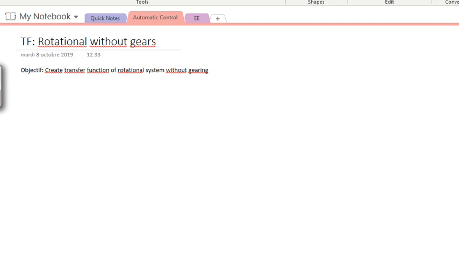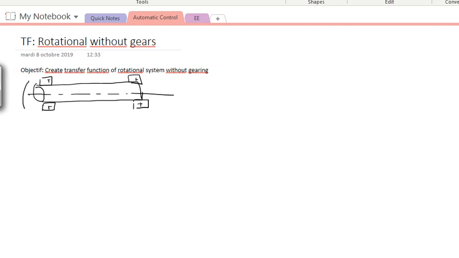Let's imagine that we have a pretty long shaft, mounted on two bearings on each of their sides. So here are the bearings, and in the middle is the shaft that is mounted. And imagine that on the left-hand side you have a torque applied, called T(t).